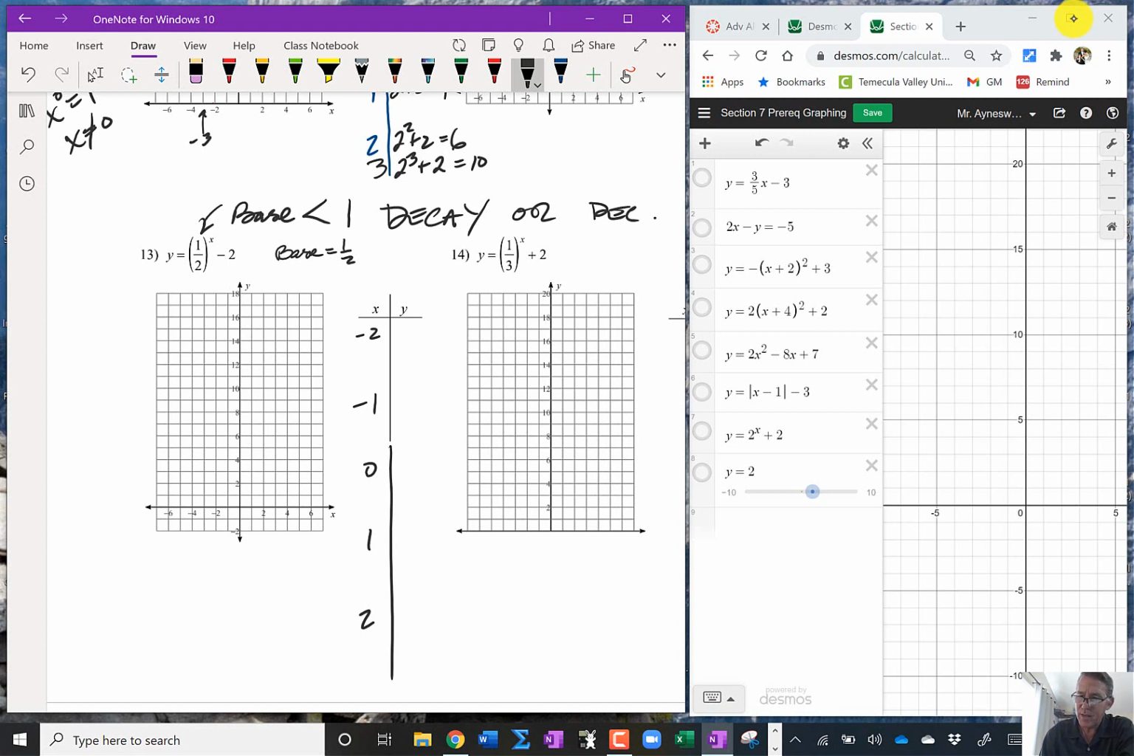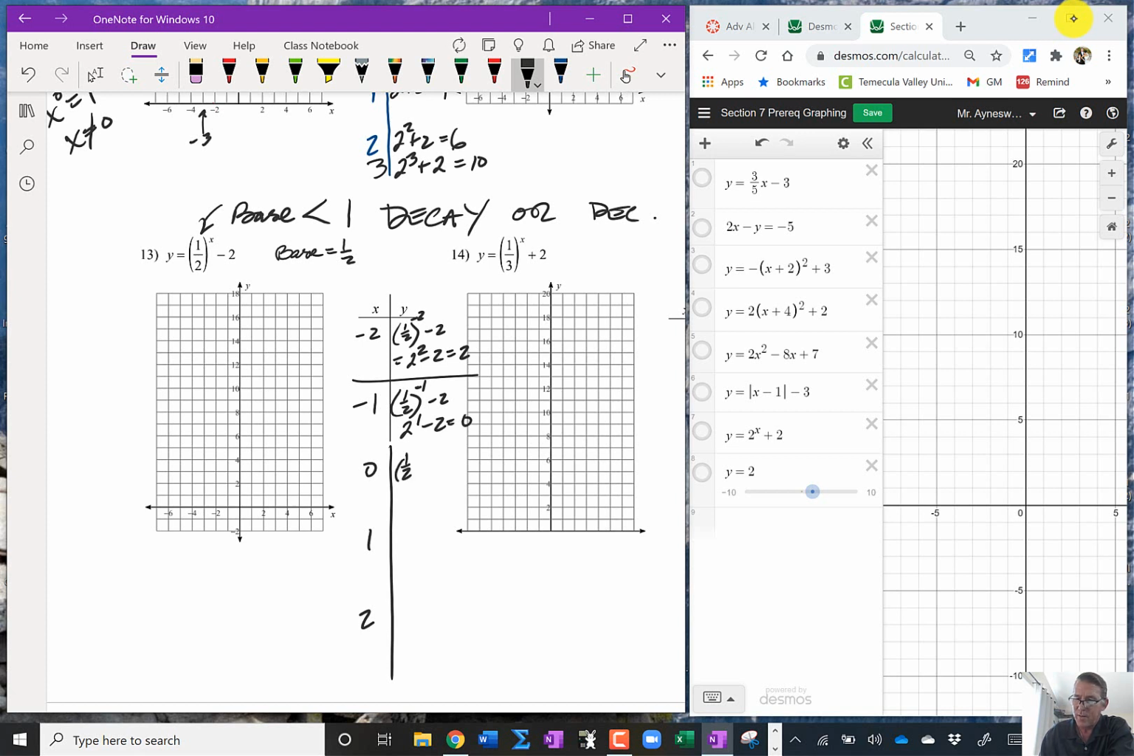Okay, so let's evaluate this. So 1/2, use parentheses, to the -2 power, and then -2. Well, 1/2 to the -2 power, the negative reciprocates this, so you get 2, and then you square it. And whatever that is, you subtract 2. So 4 minus 2 is 2. There's your first one. And then you take 1/2 to the -1 power and then -2. The negative power reciprocates your fraction to get 2, and then you raise it to the power of 1 and then -2. And that's obviously 0.